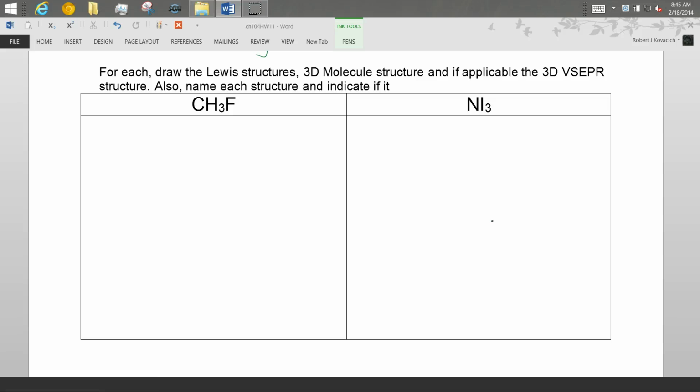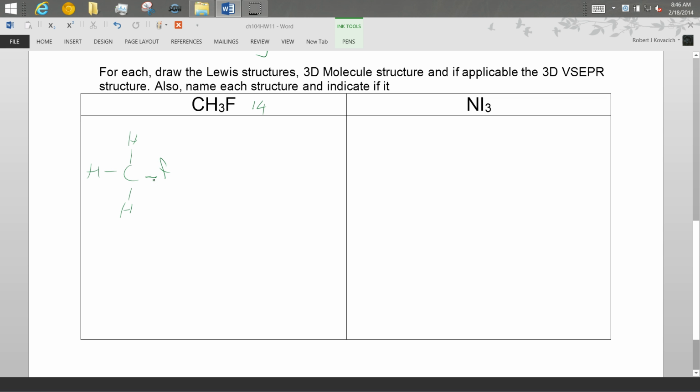With the carbon in the center. But that's not where we start. I have to figure out how many valence electrons I'm working with. So 4 for the carbon, 1 for each of the hydrogens, and 7 for the fluorine. So 14 electrons. Now I'll put the carbon in the middle, and then a hydrogen, a hydrogen, a hydrogen, and a fluorine.